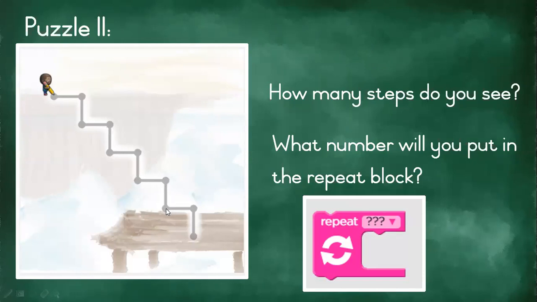Do you see it's the same action? It's east, south, east, south, east, south, east, south, east, south. Oopsie, there I just went to the next slide. How many steps do you see? And that will be the amount of steps or number that you will put in your repeat block.